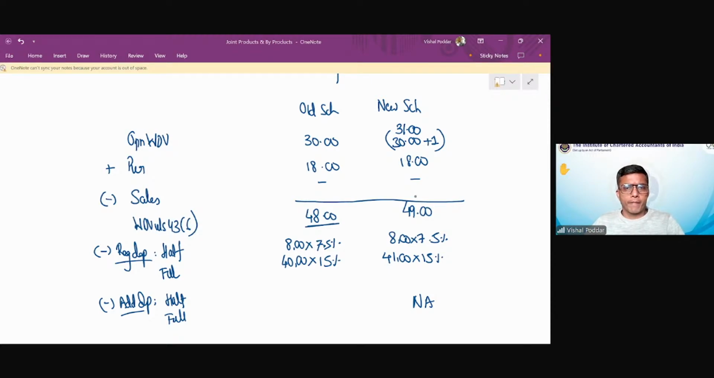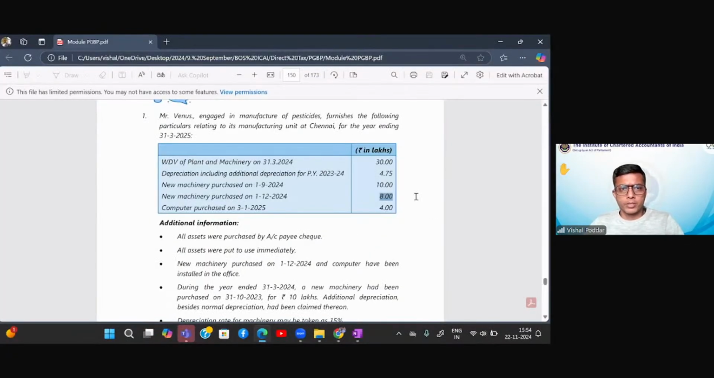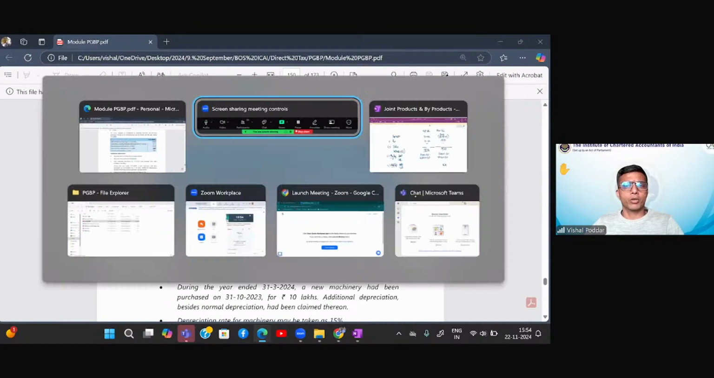Now, here which machine is half? The machine of this 8 lakhs is half. However, they have mentioned something below. New machine which is purchased on 1/12 and computer have been installed in office. If this is installed in office, you don't get additional depreciation. So out of the 2 new machines, I will not get additional depreciation on 8 lakhs. So I'll get additional depreciation only on 10 lakhs.